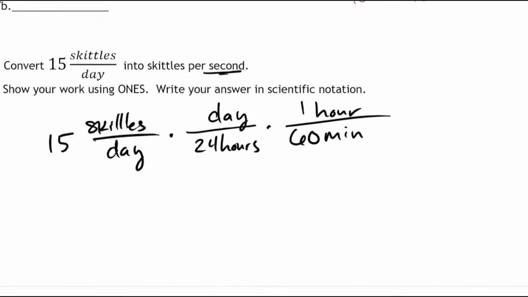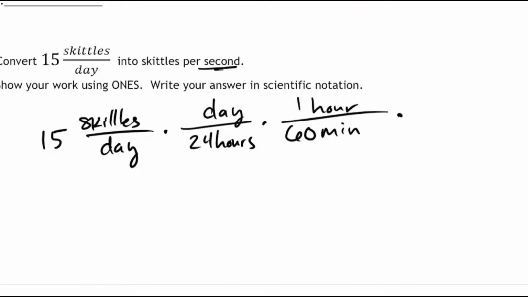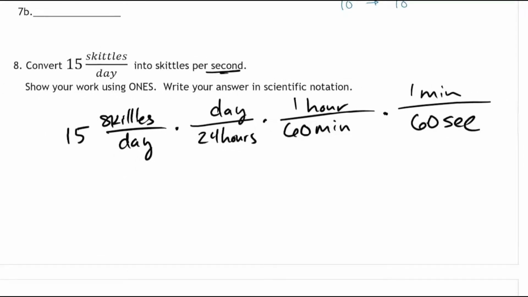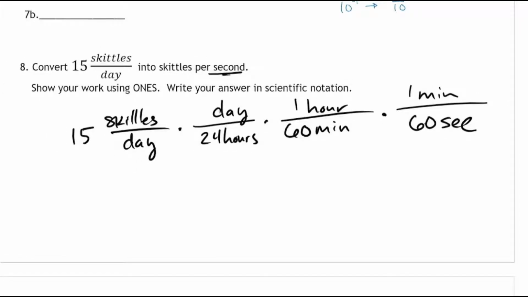And then the last thing I'm going to do is tack on one more to get to seconds, right? I can say that 1 minute is the same as 60 seconds. So as I write these, essentially everything that I've added is equal to one. 1 day is the same amount of time as 24 hours. 1 hour is the same amount of time as 60 minutes. 1 minute is the same amount of time as 60 seconds. So I've got 15 Skittles per day, and I multiplied times a one, times a one, times a one.